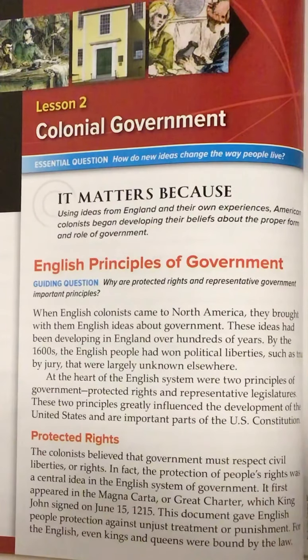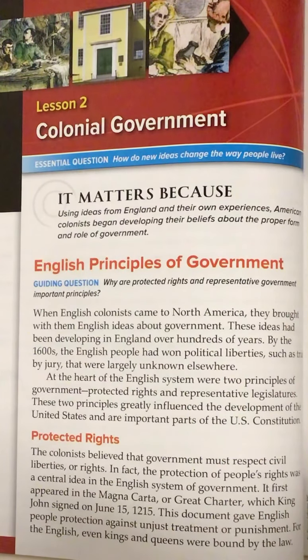When English colonists came to North America, they brought with them English ideas about government. These ideas had been developing in England over hundreds of years. By the 1600s, the English people had won political liberties such as trial by jury that were largely unknown elsewhere. At the heart of the English system were two principles of government: protected rights and representative legislatures. These two principles greatly influenced the development of the United States and are important parts of the U.S. Constitution.